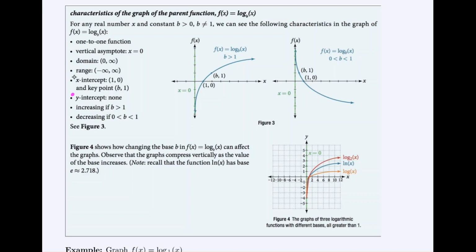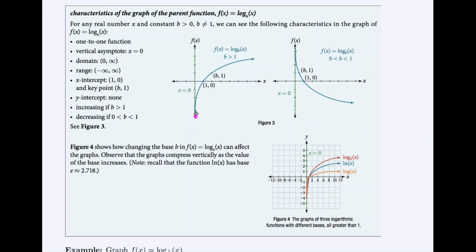There are two key points in a logarithmic function. Every logarithmic function has the x-intercept (1, 0), so they all must pass through (1, 0). The second key point is related to the value of the base. Every logarithmic function will also pass through (b, 1). Now there is no y-intercept because we actually have a vertical asymptote at x equals 0.